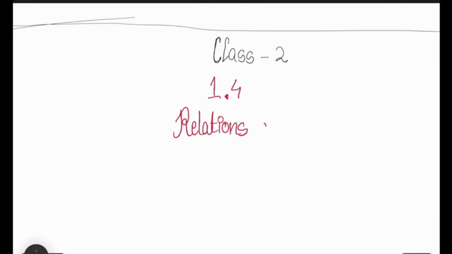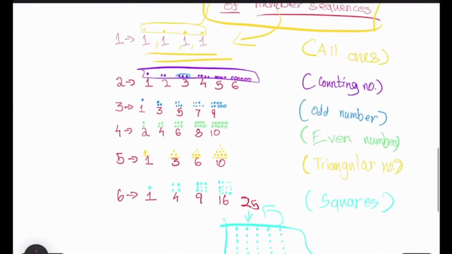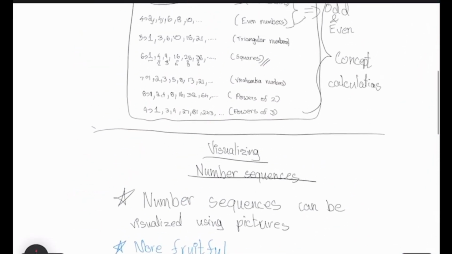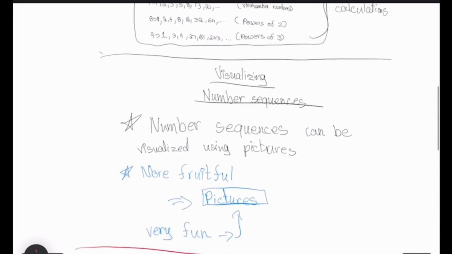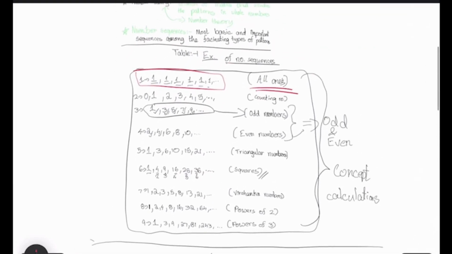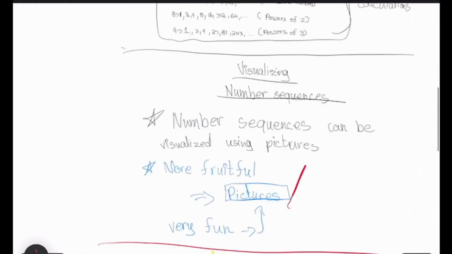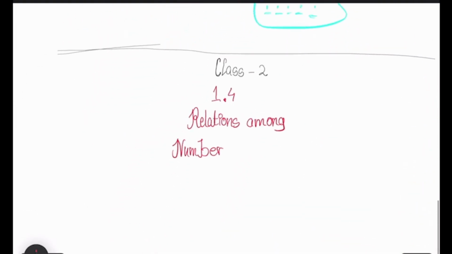Relations among number sequences. So as I told you at the last class, I'll just give you a small explanation. Last class I taught you about the pictorial representation of number sequences, visualizing number sequences by using pictures. Over here it's given, and then we further learned some examples of number sequences. Today we are going to continue from relations among number sequences. Okay, so let's start.